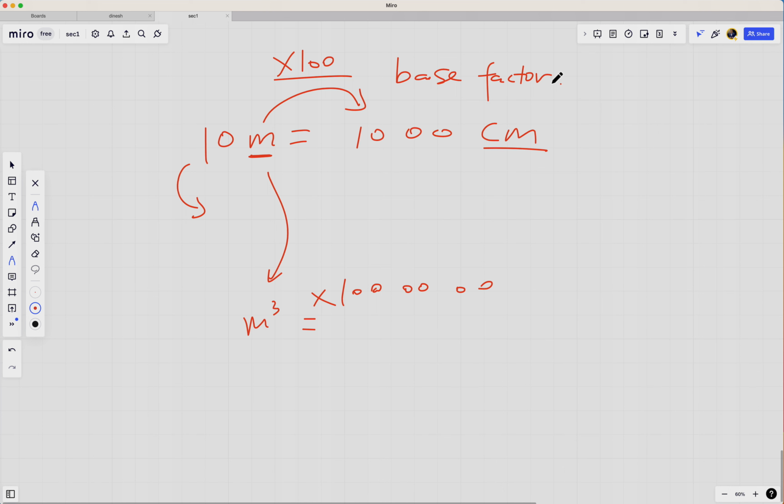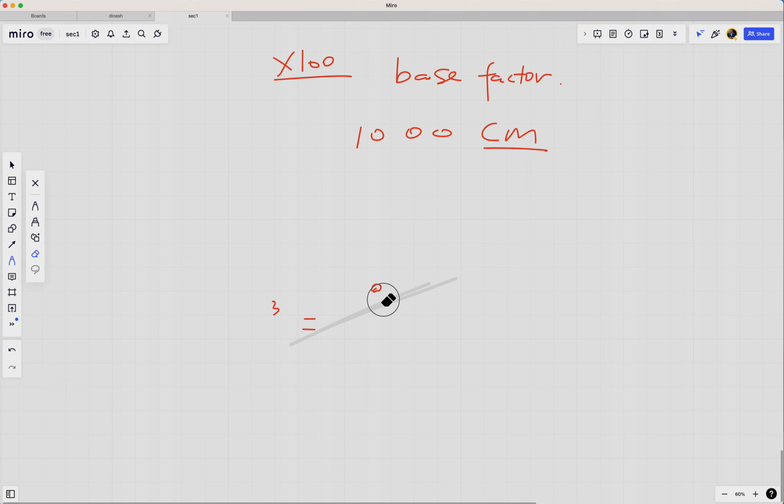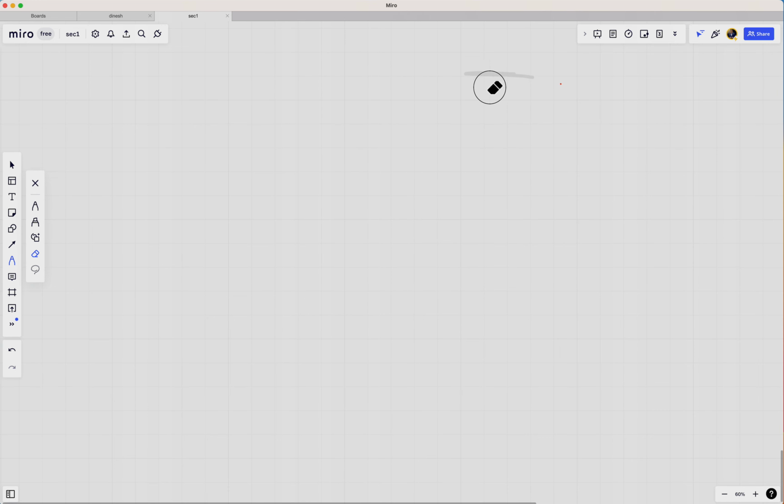So if the base factor is times 100, then from m to m cube, you just cube the base factor. You don't have to care about wow so big, wow so small, because you are allowed to use a calculator. So let me give you this. So this is divided by 100, right?